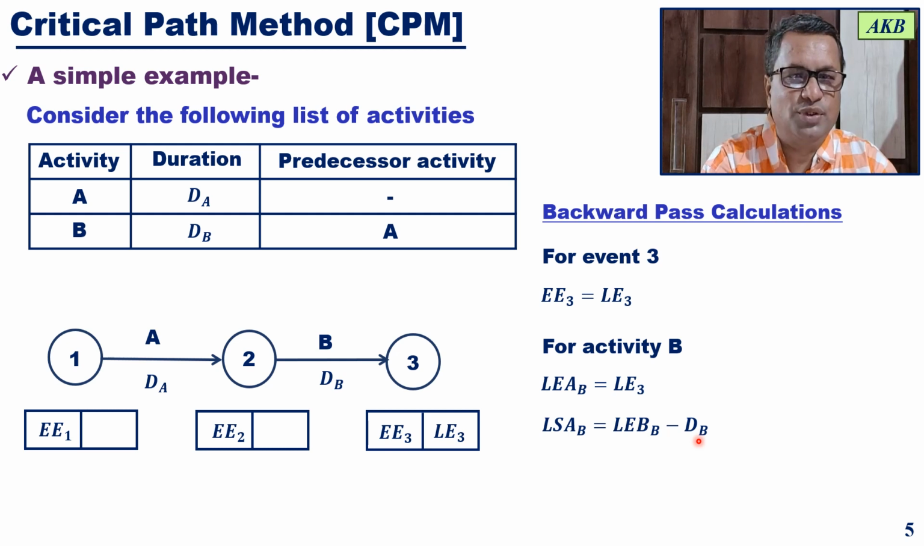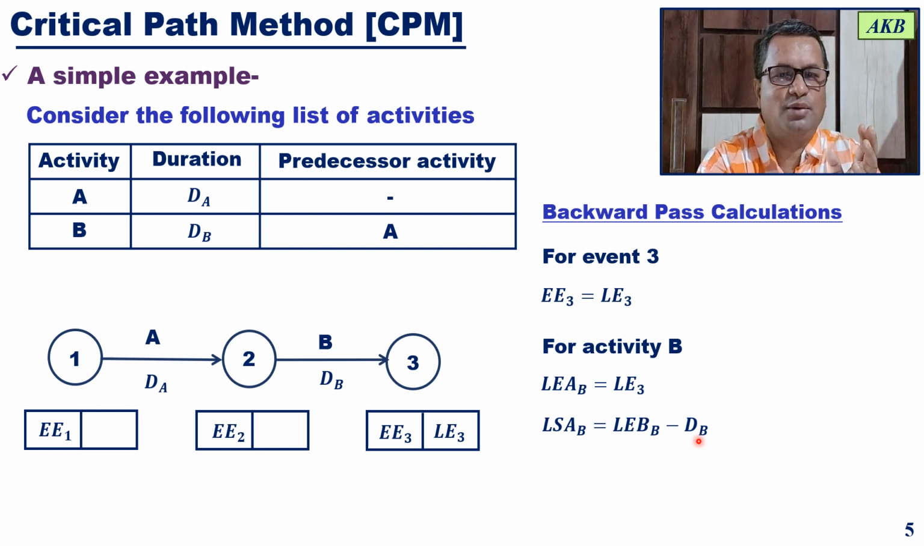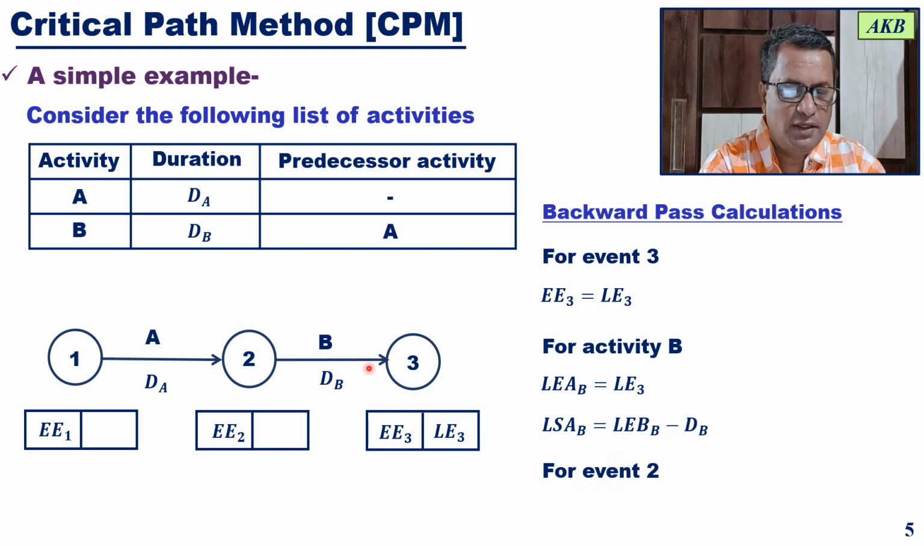Now you must have noticed that in backward calculation we are calculating the latest start time, whereas in forward calculation we had done calculations for the earliest start time. So the latest start time of activity B is equal to the latest end time of activity B minus its duration. The latest end time of activity B is nothing but the latest event time of event 3. Event 3 happens to be the head event of activity B. Once the calculations for activity B are completed, now move on to event 2.